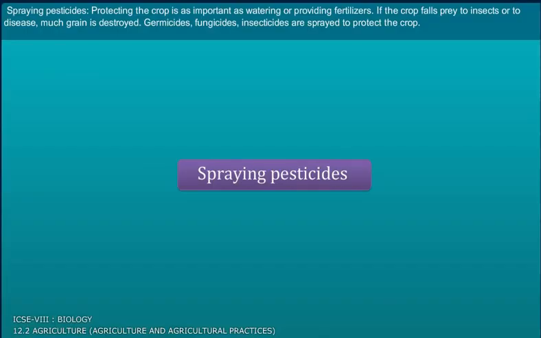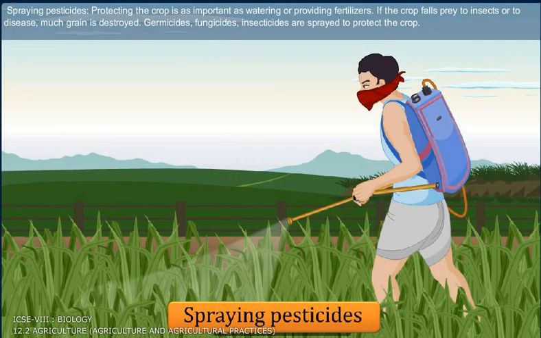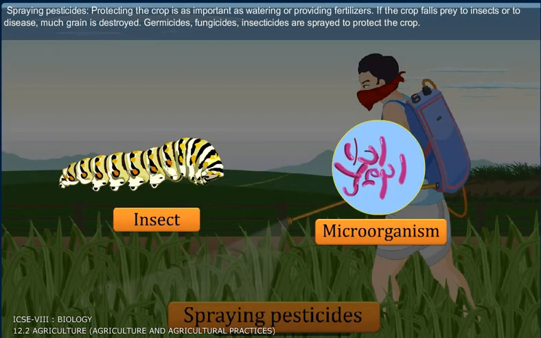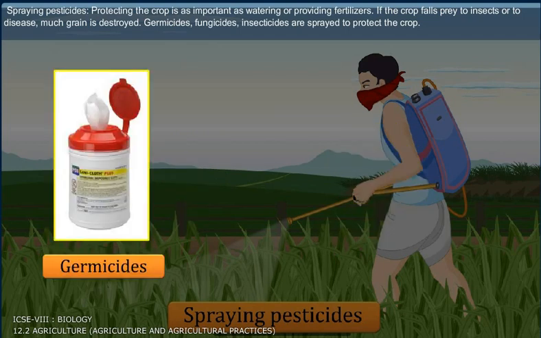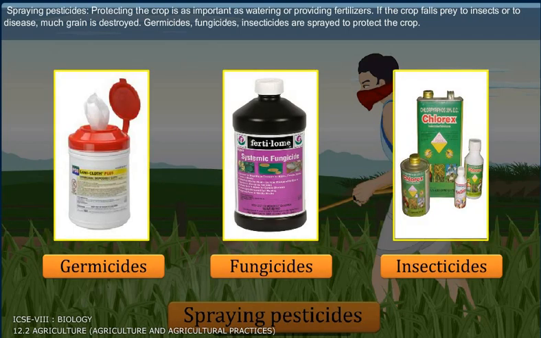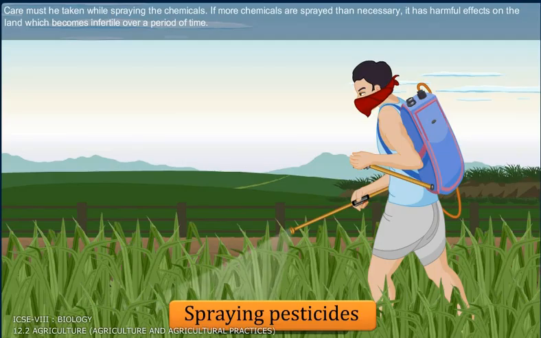Spraying pesticides. Protecting the crop is as important as watering or providing fertilizers. If the crop falls prey to insects or to diseases, much grain is destroyed. Germicides, fungicides, and insecticides are spread to protect the crop. Care must be taken while spraying the chemicals. If more chemicals are spread than necessary, it has harmful effects on the land, which becomes infertile over a period of time.